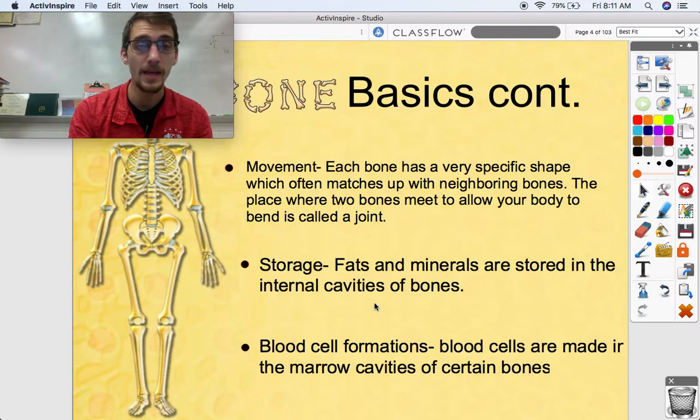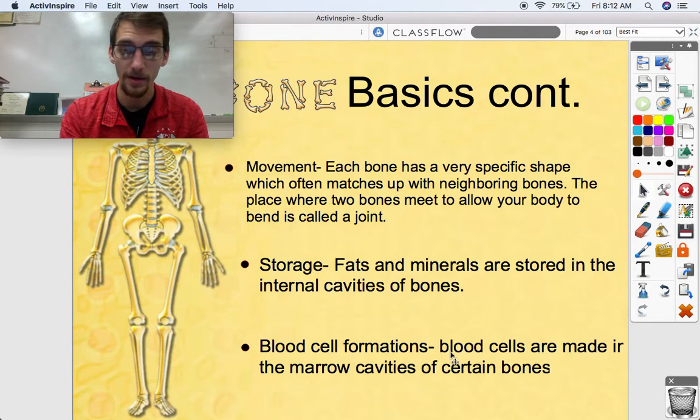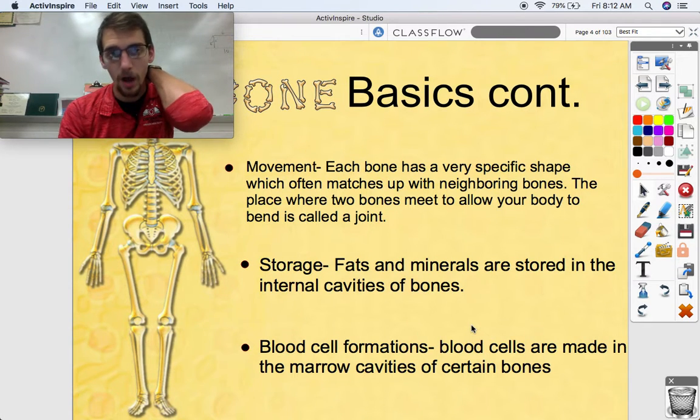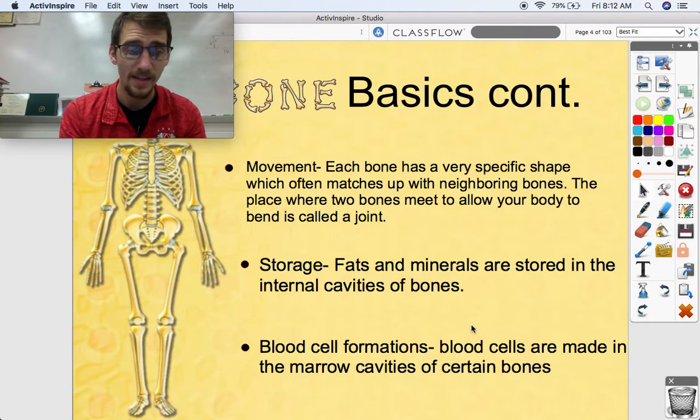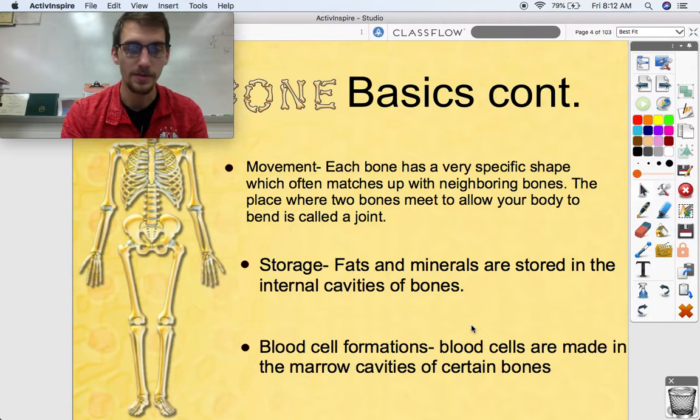And then finally, you may not know this, but blood is actually made by your bones. So your bones make your blood in a particular area called the red bone marrow, in the spongy tissue of a bone. That's where what's called erythropoiesis or hematopoiesis takes place, and that's the formation of red blood cells and white blood cells, in fact. So blood cells are made in the marrow cavities of certain bones. So you may not know that before.